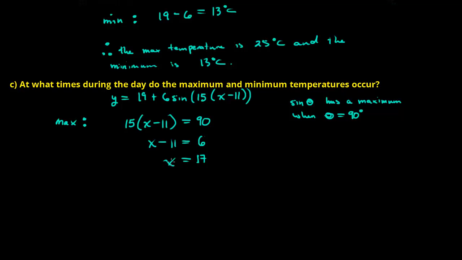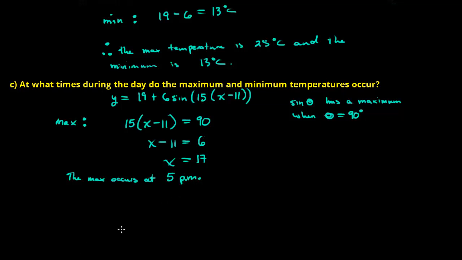So that would mean that 17 hours past midnight, well, that's 5 hours past noon, which is 5 p.m. So we could just subtract 12 from this, and this would give us the time of day when the maximum occurs. So this is 5 p.m. That's when the maximum occurs. So we could say the max occurs at 5 p.m.